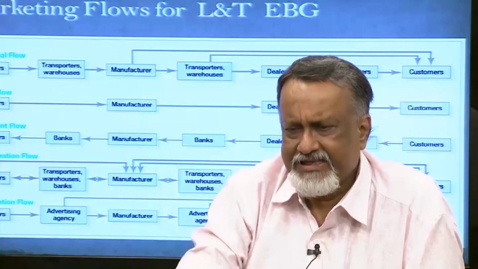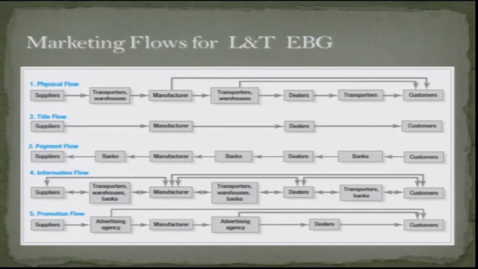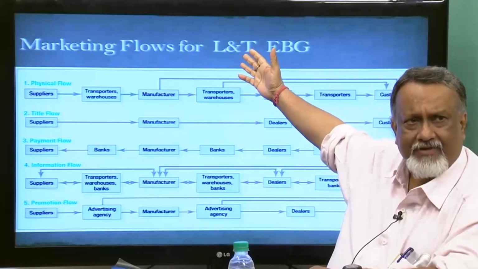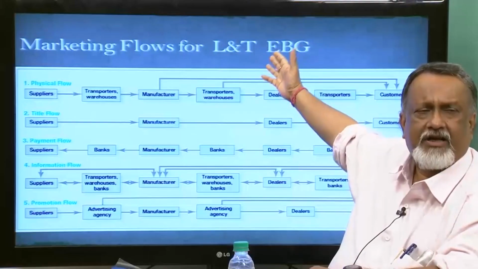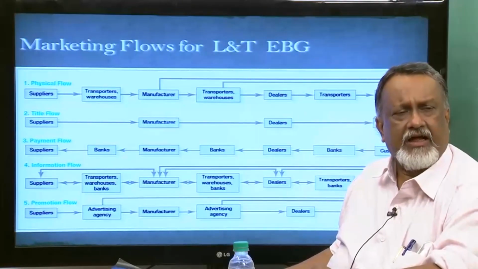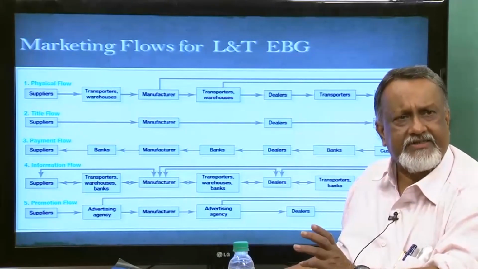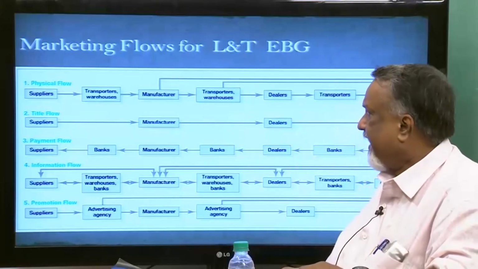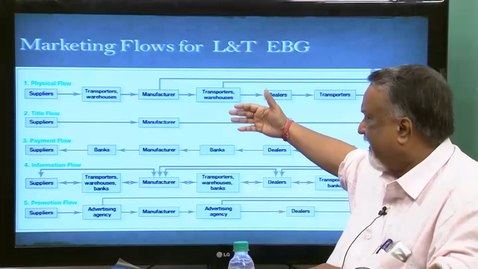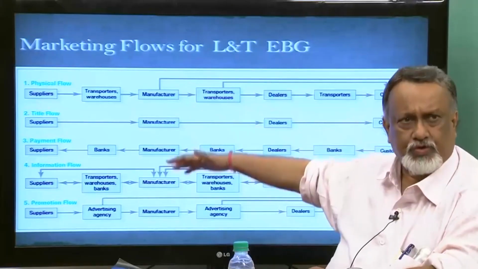Okay. I think this diagram that I am going to use, I have taken an actual example from Larsen and Toubro, a major Indian company who have a very large electrical business group, and for certain products, industrial switchgear products, control gear products, they are India's lead supplier. And if you see therefore in this diagram, we have looked at 5 different flows.